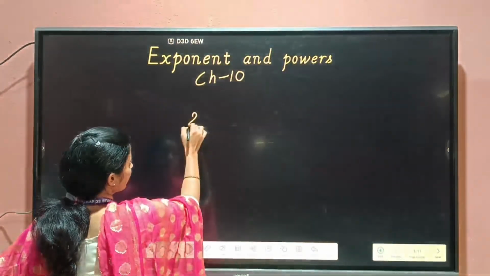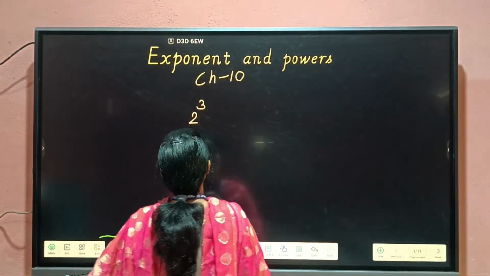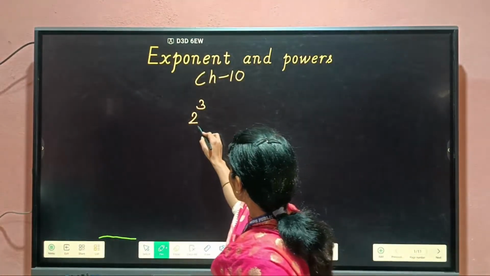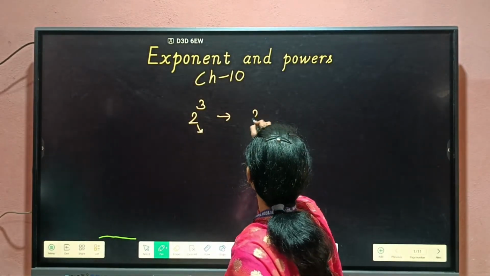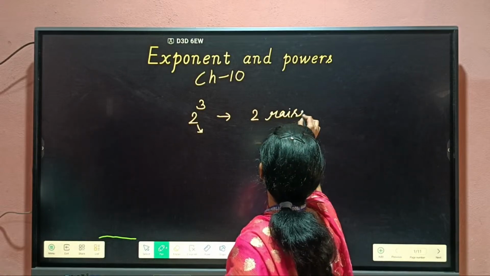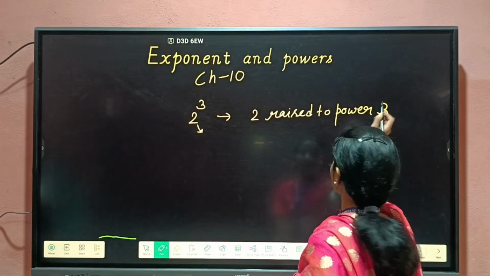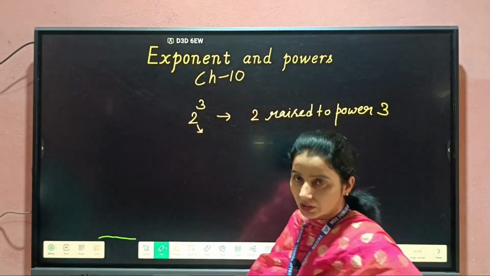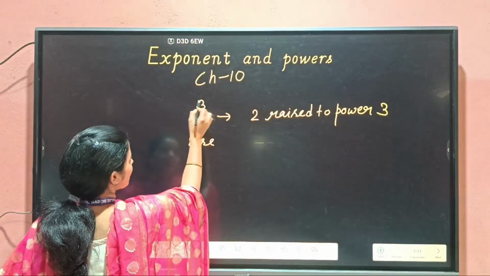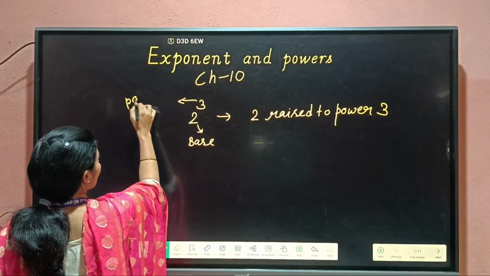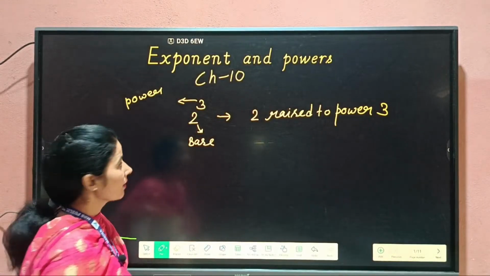It is 2 raised to power 3. I will read it as 2 raised to power 3. 2 is raised to power 3. This 2 is base and this 3 is exponent, or you can say power.